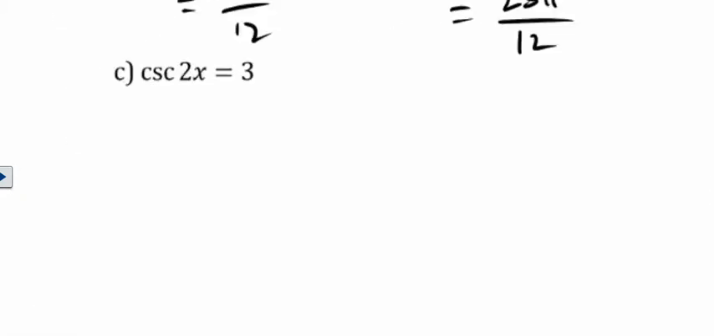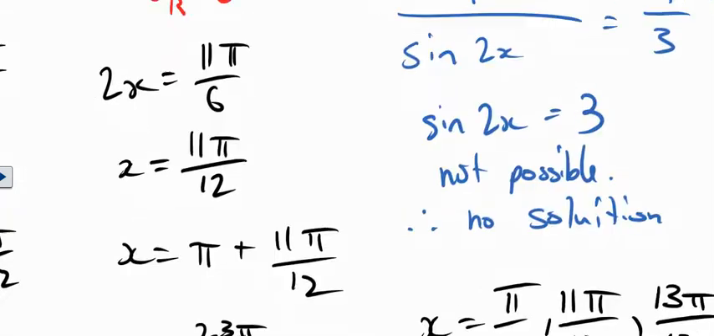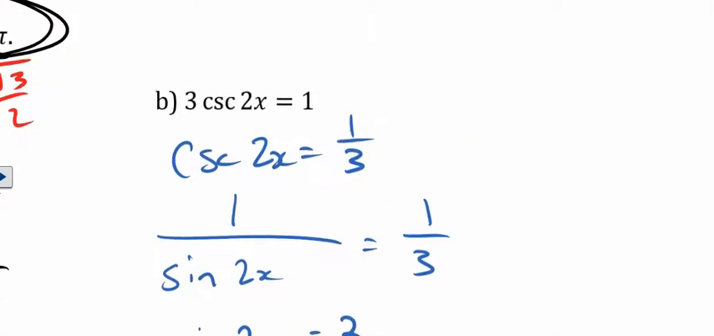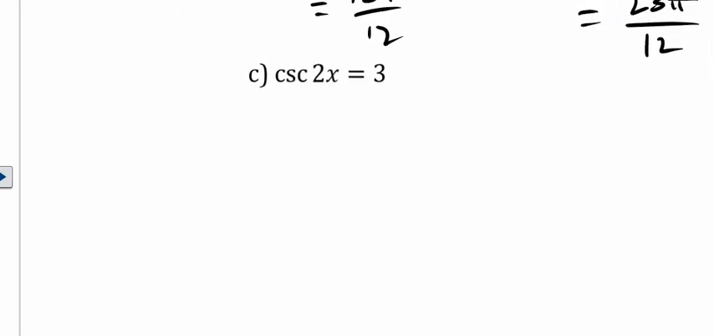So what if we change it a little bit, and instead of it being cosecant 2x equals 1 over 3, what happens if I get cosecant 2x equals 3? We do the same thing where we get sine of 2x, so I skip that middle step this time, equals 1/3. This one we can solve. So I want you to go ahead and try that.